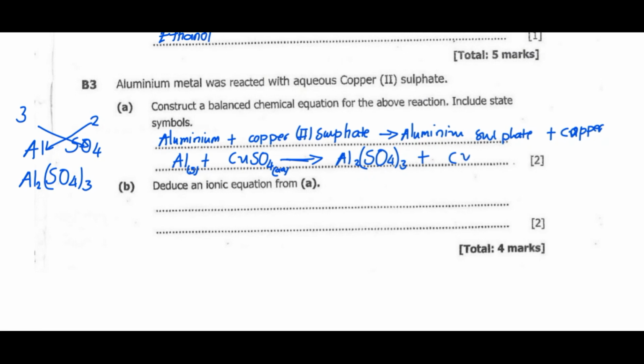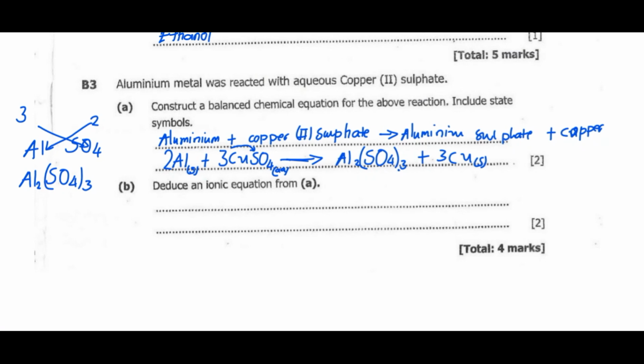Plus copper. We have to balance it. So we need a 2 in front of aluminium on the left side. We need a 3 here so that this 3 can affect the sulfate, since there is a 3 here. So we also put 3 here. So this is our balanced chemical equation. Then for B, deduce an ionic equation. So that's what we want now. We want to deduce an ionic equation.